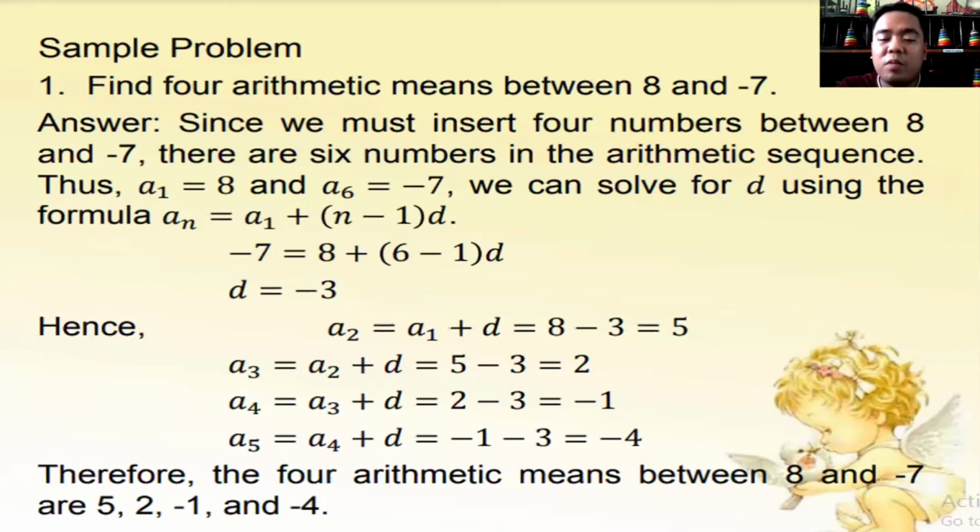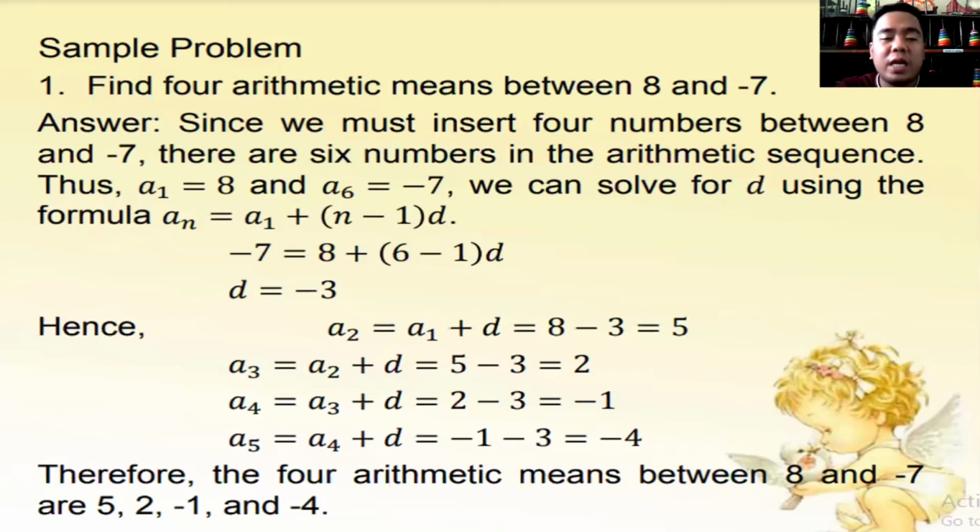So again, atong balikon, 5 plus negative 3 is positive 2. Positive 2 plus negative 3 is negative 1. Negative 1 plus negative 3 is negative 4. So therefore, ang number na atong i-insert ana is 5, 2, negative 1, and negative 4. So that is the goal.